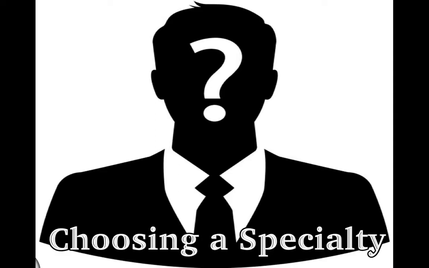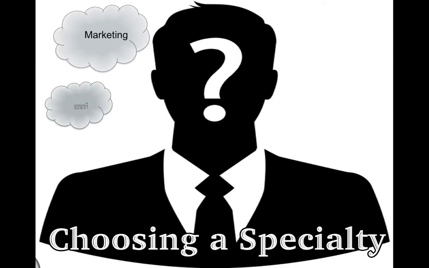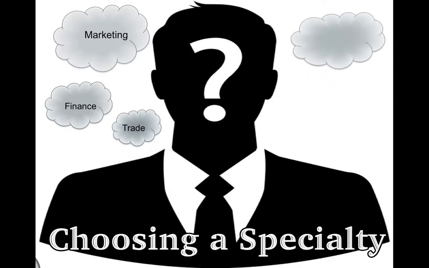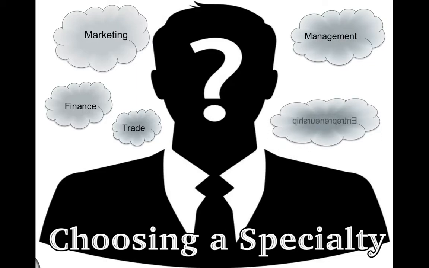Global account management has a few different specialties to choose from. The first one being marketing, the second one being finance, the third one being trade, the fourth being management, and finally the fifth, which is entrepreneurship. All of these different specialties have a lot of different pros, and quite honestly, they all interest me. But I do have two that I do prefer. Those two are marketing and management. On the next slide, I'll talk a little bit more about what is involved with the two specialties.